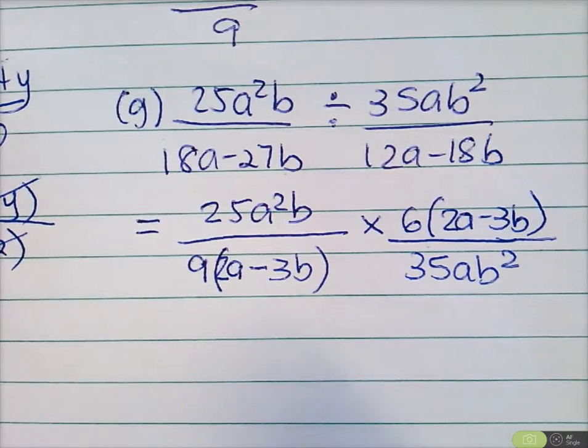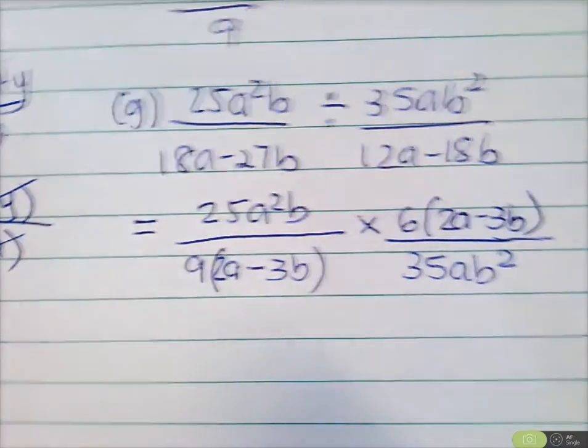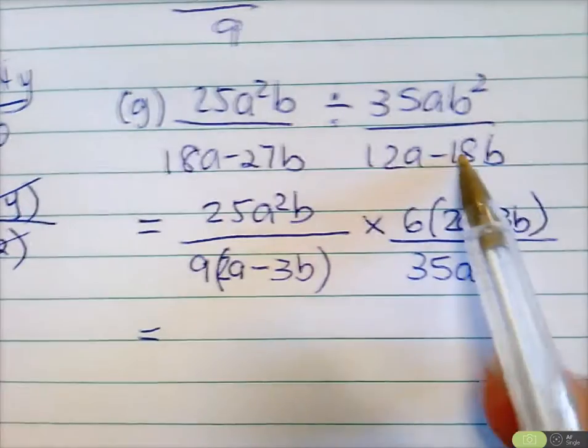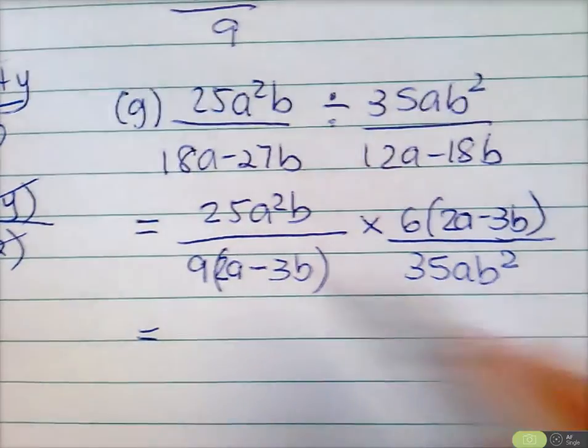Changing the divide to a times, flipping, but I'm going to factorize, otherwise you've got to write the whole lot out again. Are we good with that? So I've factorized that, but done the flip at the same time.